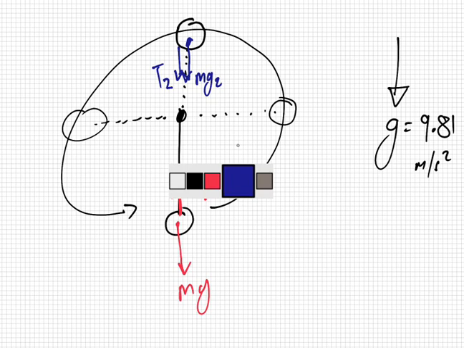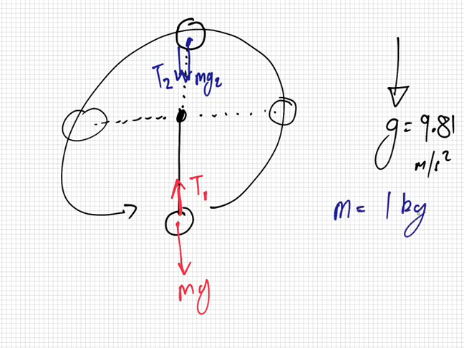Let's look at what we can make. Okay, so we need some information. Let's keep it simple. Let's just say, for simplicity, the mass is 1 kilogram and the radius is 1 meter. And let's make g 10 as well.